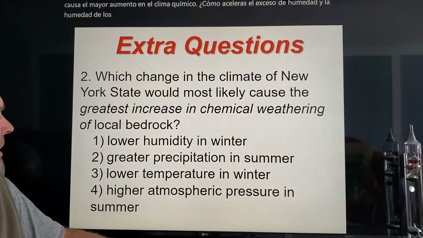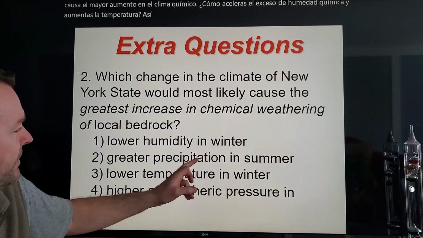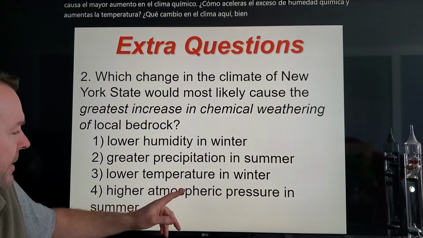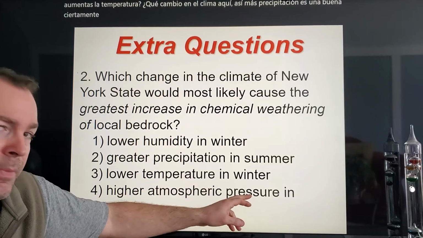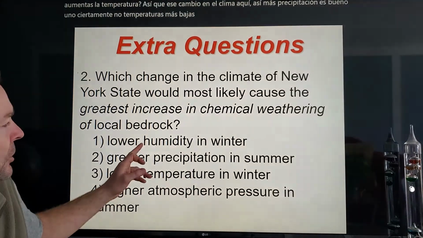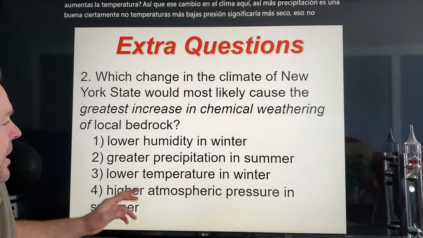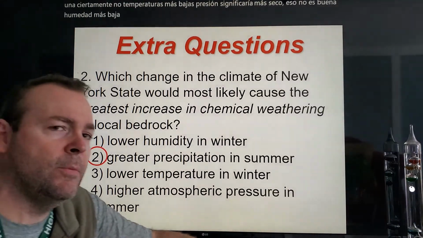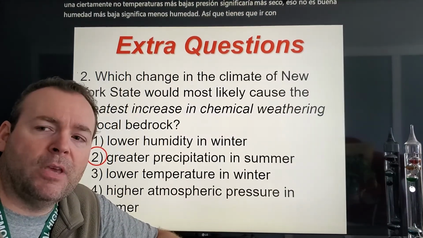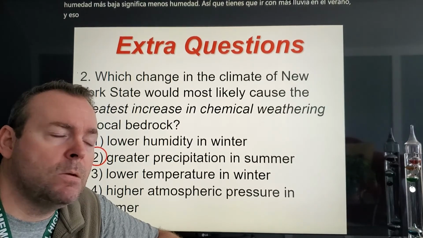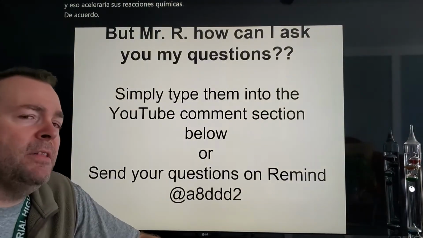So which change in climate here? Well, more precipitation is a good one. Certainly not lower temperatures. Higher pressure would mean drier. That's no good. Lower humidity means less moisture. So yeah, you'd have to go with more rain in the summer, and that would speed up your chemical reactions. Okay? All right, I hope you followed that. Hope it makes sense to you.